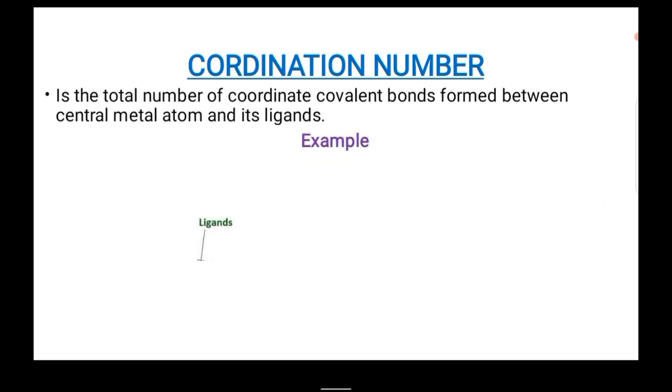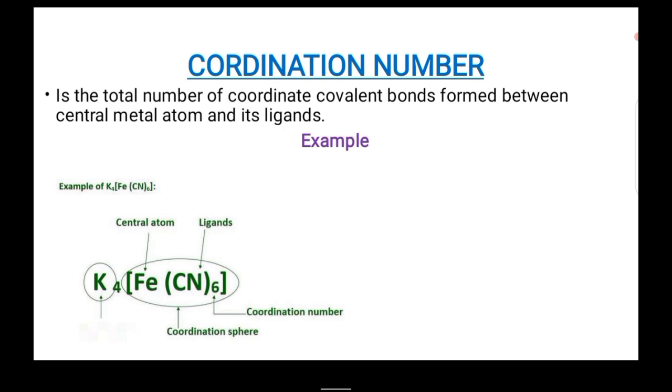We have an example. We have this compound with iron, potassium and cyanide. The coordination number is usually found at the end of the ligand, so we have 6. Six is the coordination number, the total number of coordinate covalent bonds. In this compound, we have 6 coordinate covalent bonds.